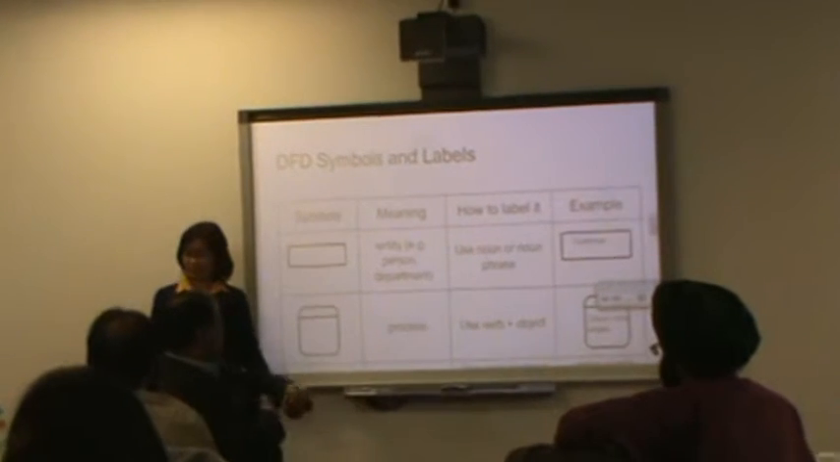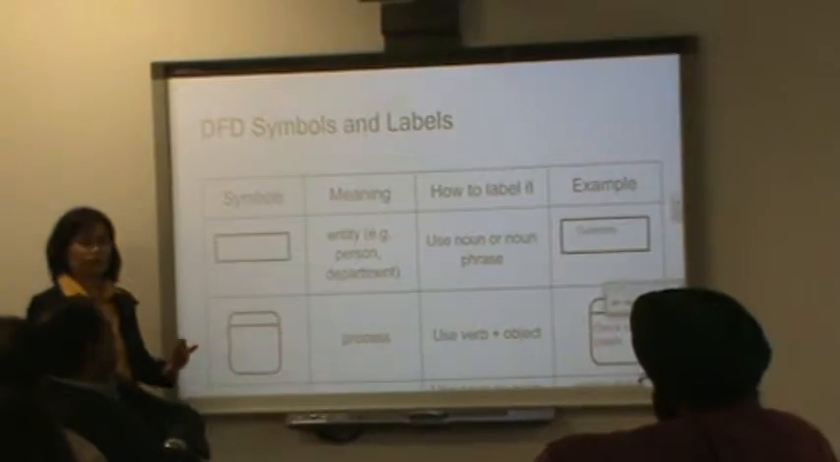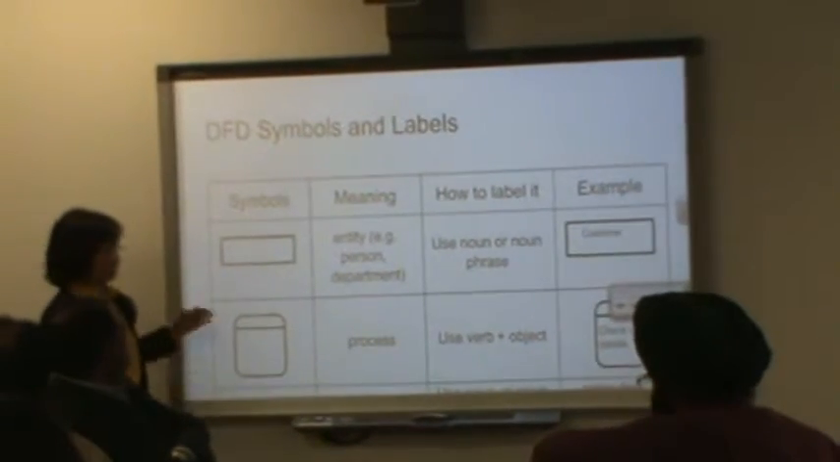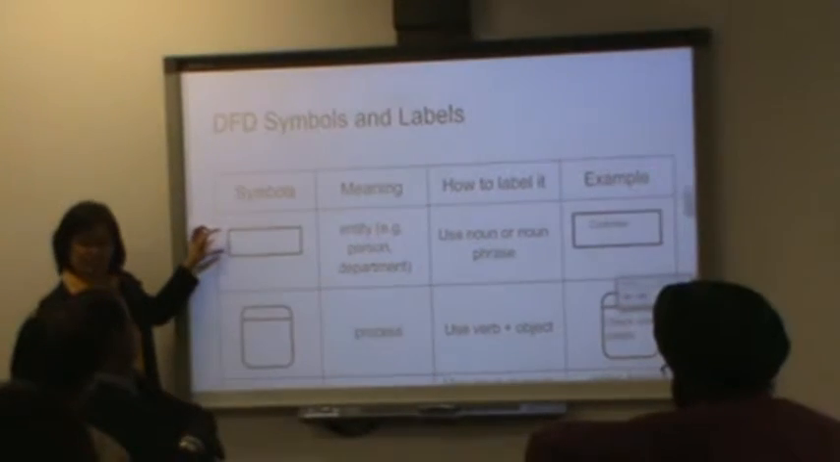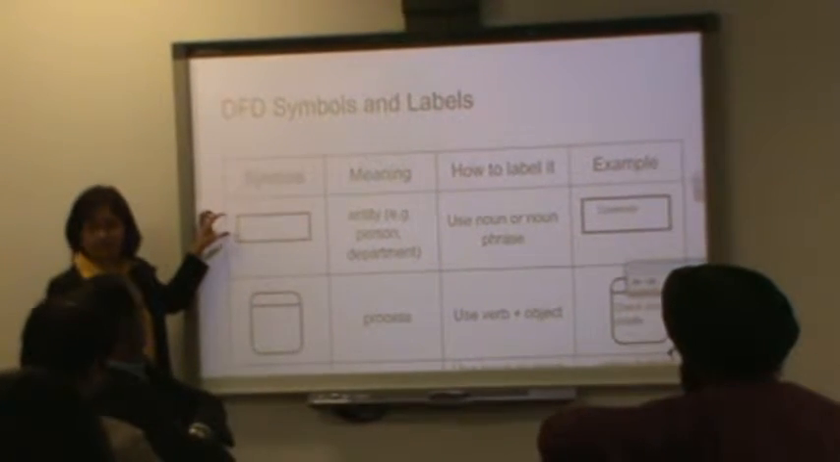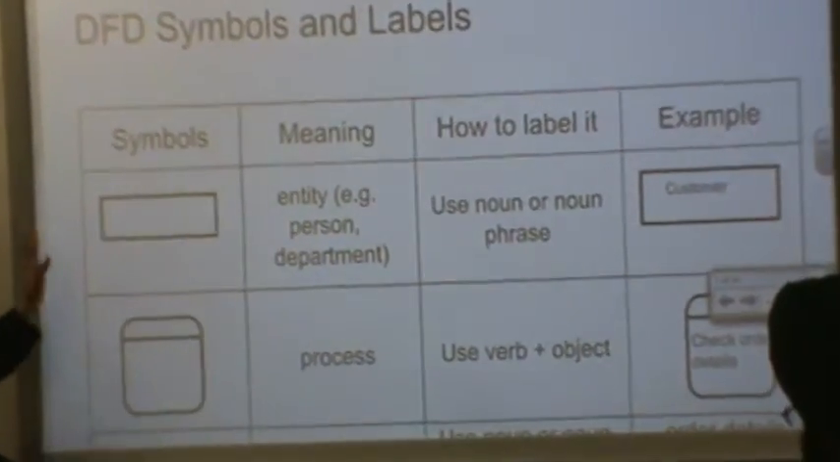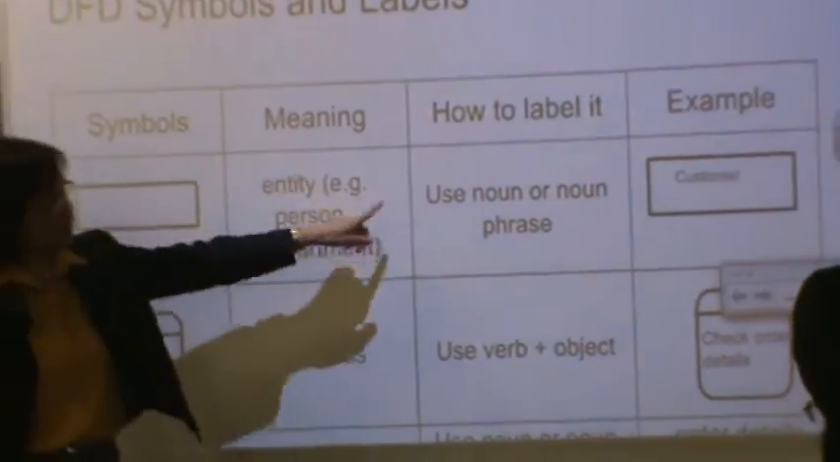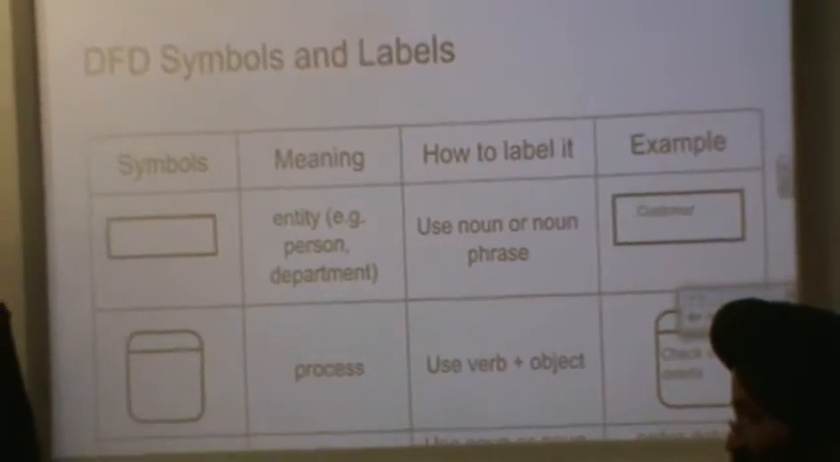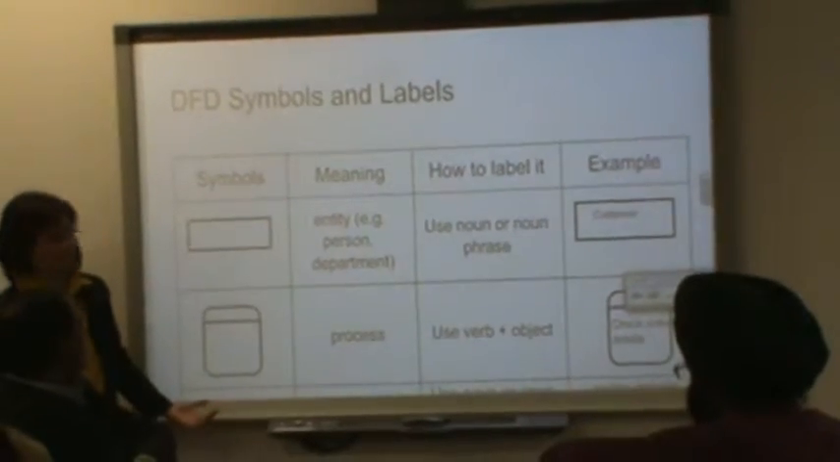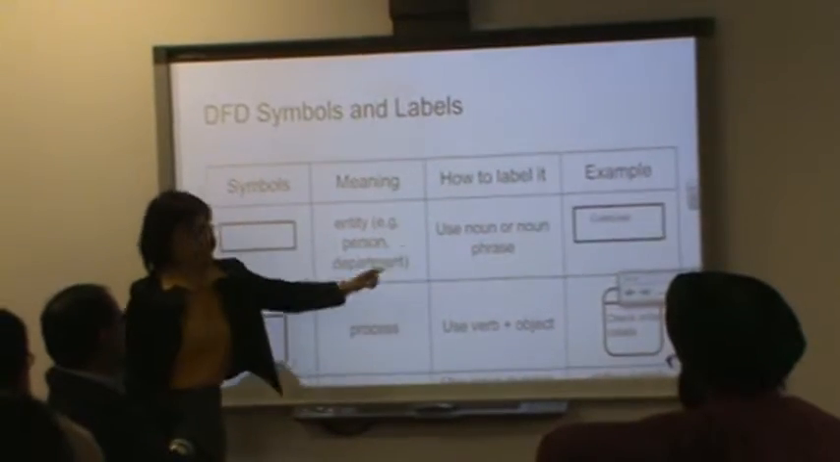Somebody who provides information or somebody who receives information. Okay? So you use the symbol to signify or to indicate that this is the person that provides information. And when you label it, you use a noun or noun phrase, like for example, customer. Okay? Like that example.